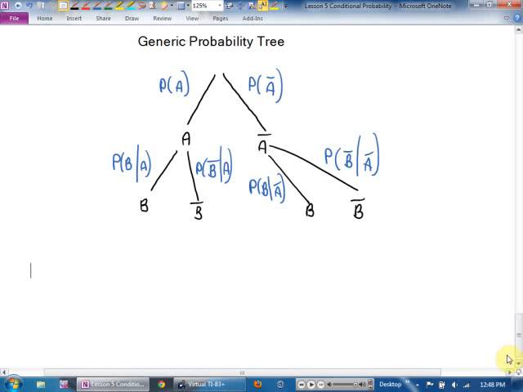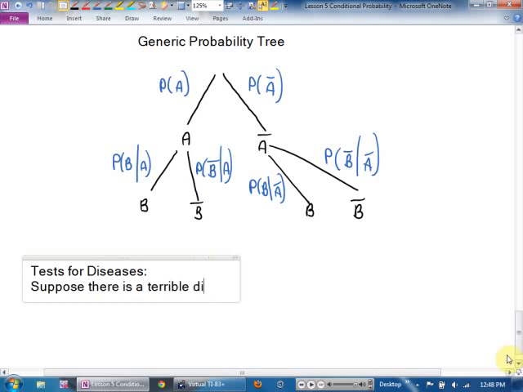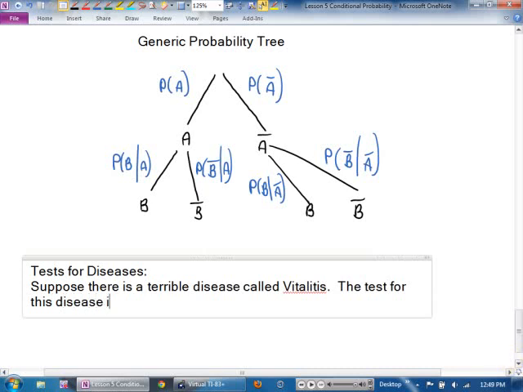Tests for diseases. So write this one down, please. Okay. Suppose there is a terrible disease called vitellitis. Okay. Just making something up off the top of my head. The test for this disease is 98% accurate.